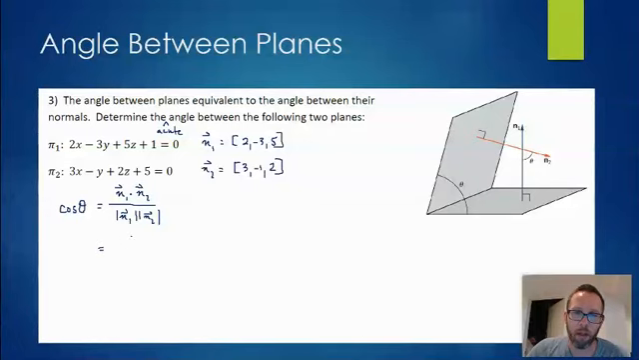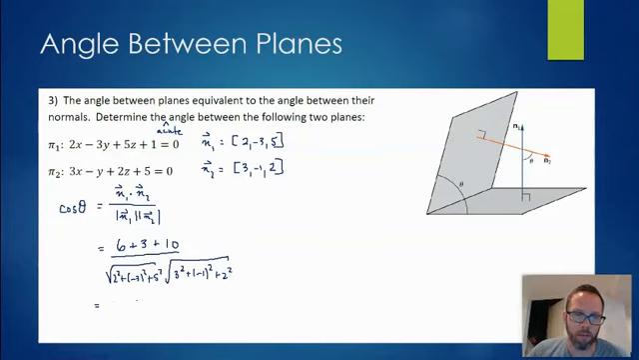So dot product, let's go. 2 times 3 is 6. Negative 3 times negative 1 is positive 3. 5 times 2 is 10 on the top. On the bottom, the size of the first normal would be 2 squared plus negative 3 squared plus 5 squared. And the second magnitude, 3 squared plus negative 1 squared plus 2 squared. You guys can work it out from here, this is just calculations at this point, but you can still follow along. So we get 19 over the root of, that's 4 plus 9, that's 13, plus 25, 38, and the root of 9, 10, 14.